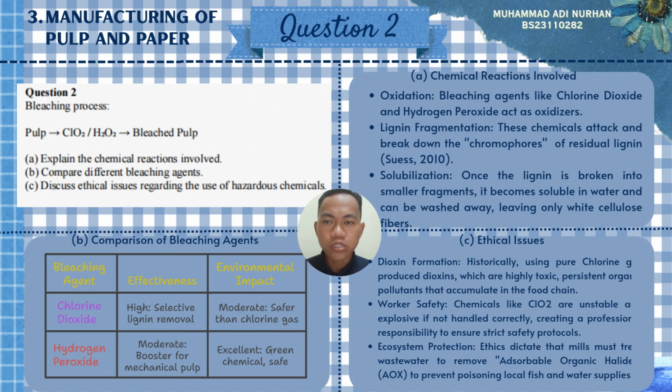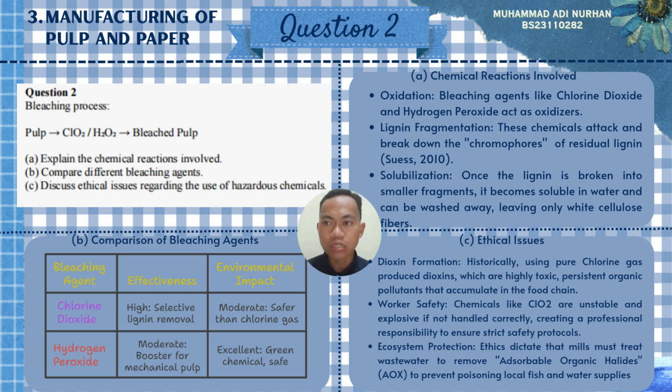Moving on to question 2, we are looking specifically at the bleaching stage. The main goal here is to remove the last bits of lignin, which are the chromophores that give pulp its brown color. As shown on the slide, this process relies on oxidation. When we add agents like chlorine dioxide or hydrogen peroxide, they attack and break the lignin into smaller fragments. These fragments then become soluble in water, allowing us to wash them away and leave behind pure white cellulose.